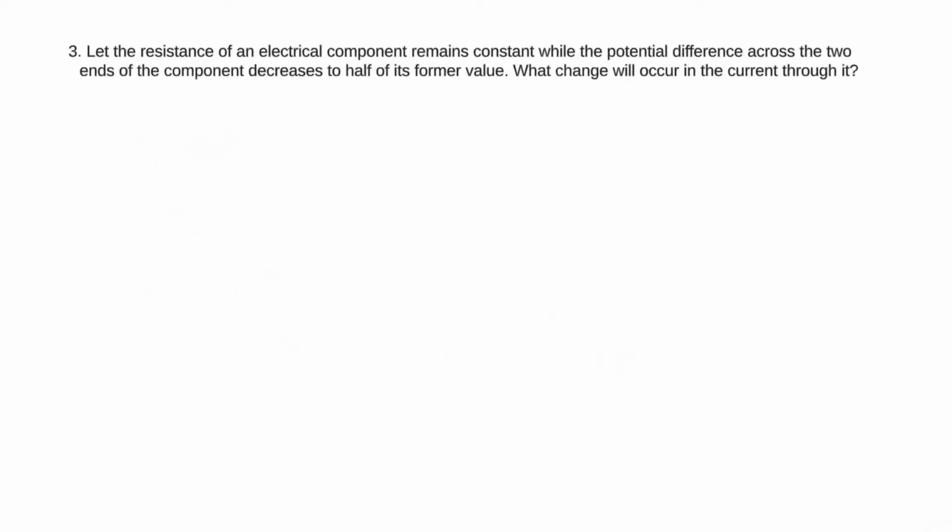The next question is, let the resistance of an electrical component remains constant while the potential difference across the two ends of the component decreases to half its former value. What change will occur in the current through it?